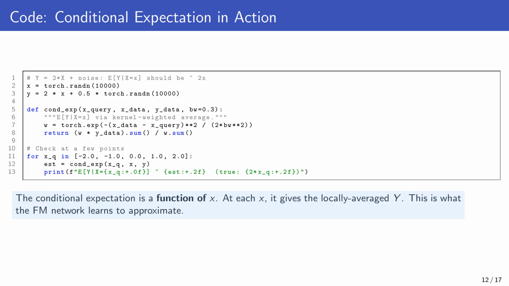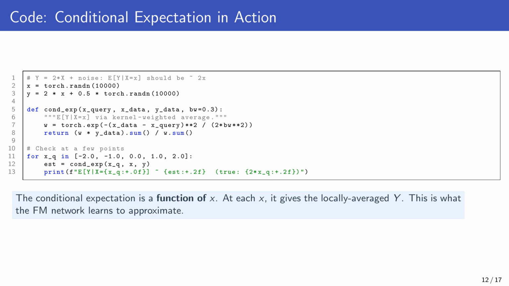The function cond_exp estimates this using kernel-weighted averaging. For a query point x, it gives higher weight to nearby samples and lower weight to distant ones, then computes the weighted average of y. This is a non-parametric estimate of the conditional expectation. The results confirm it works.